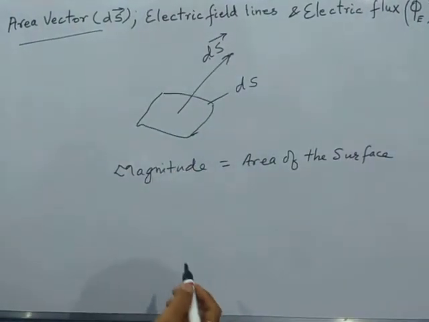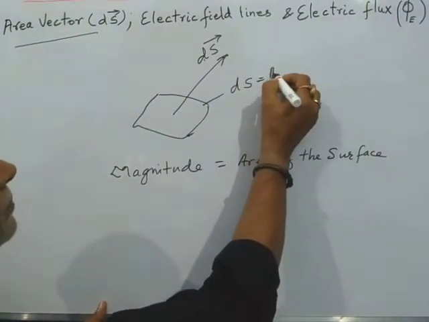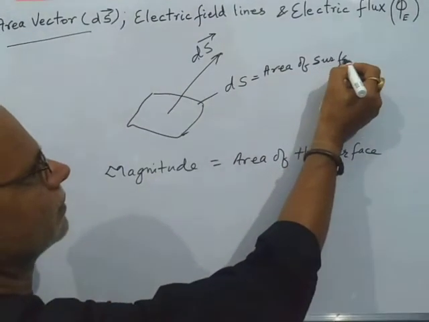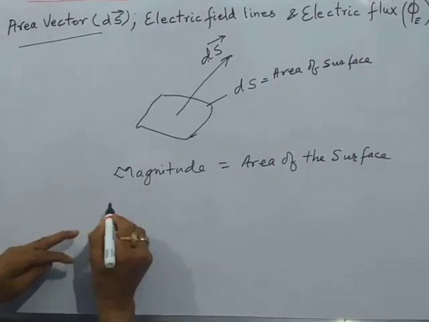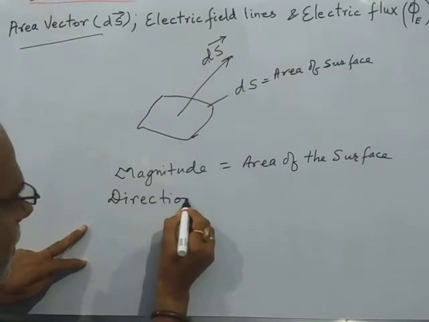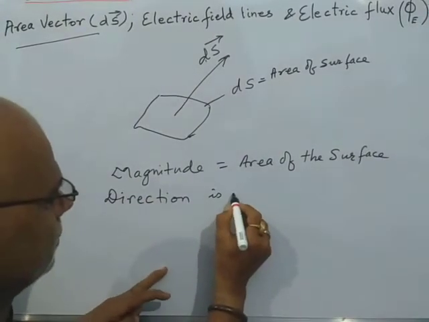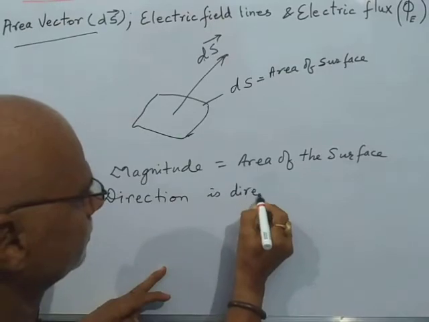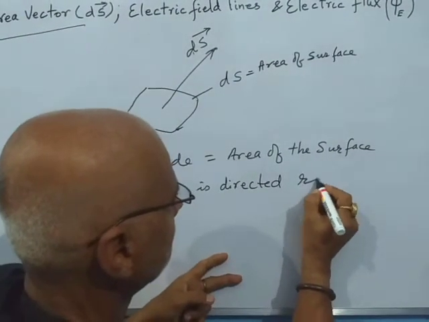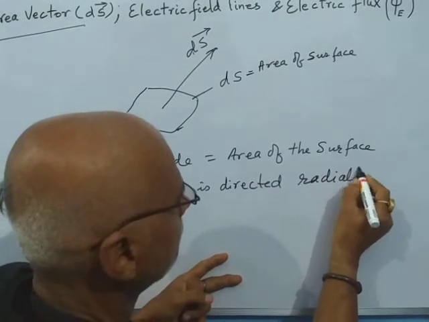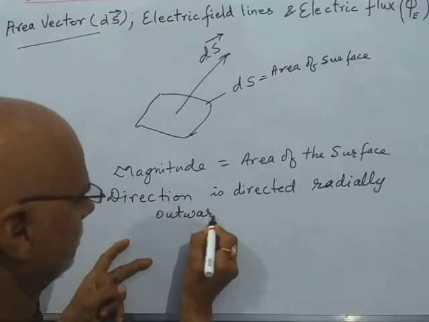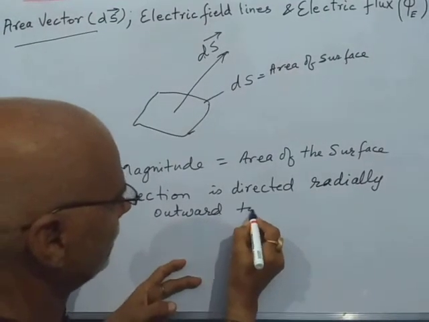Say in this case we are taking the area of the surface as ds, and the direction of area vector is directed radially outward to the surface.